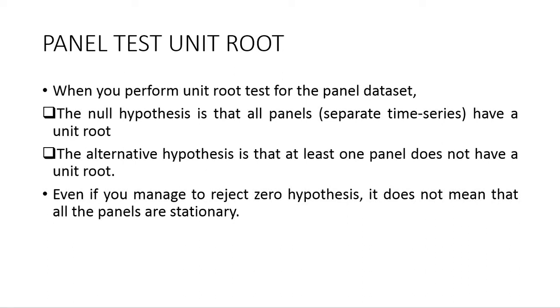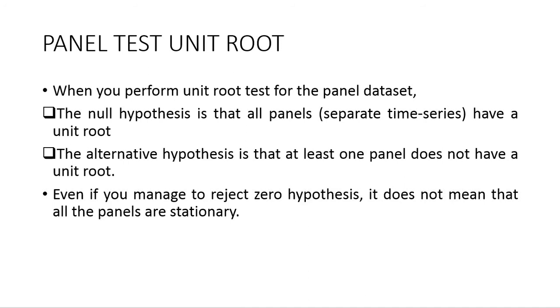When you perform a unit root test for the panel dataset, the null hypothesis of the test states that all the panels, separate time series, have a unit root. And the alternative hypothesis states that at least one panel does not have a unit root. Intuitively, it's easy to see that even if you manage to reject the null hypothesis of the test, it does not guarantee that all the panels are stationary. Actually, you would have to analyze each panel separately.